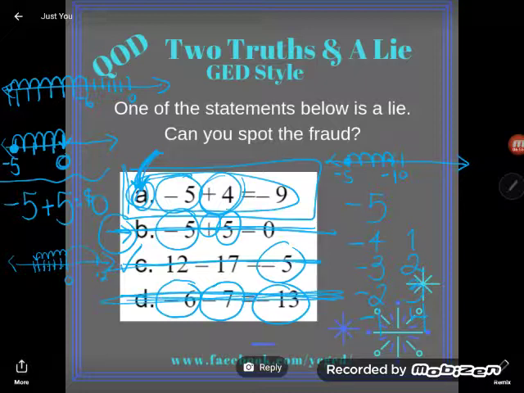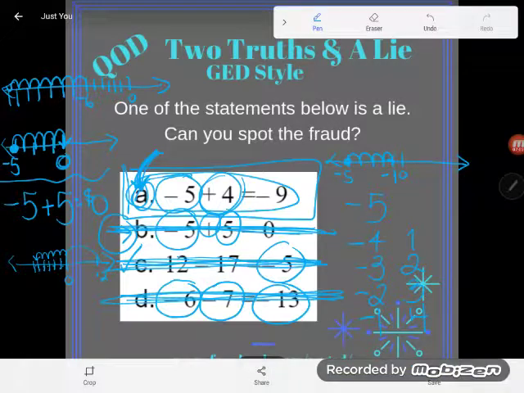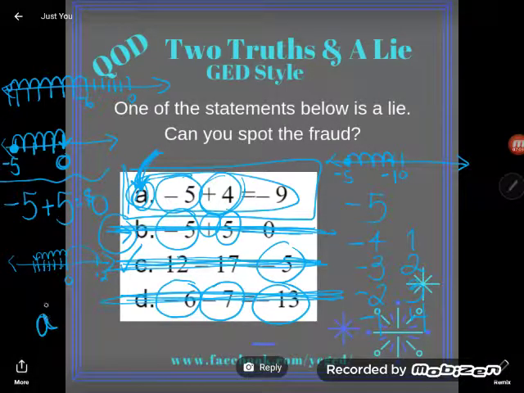Again, if the rules you have memorized from your math teachers are giving you answers that disagree with your common sense, then something's gone wrong with your rules, okay? Math should make sense. So the lie here, the fraud, was A. We saw it right from the very start.